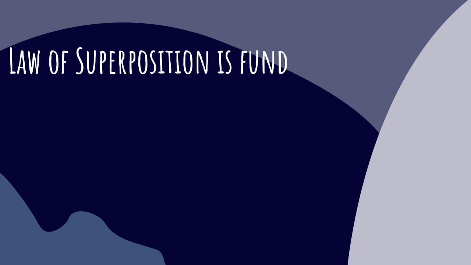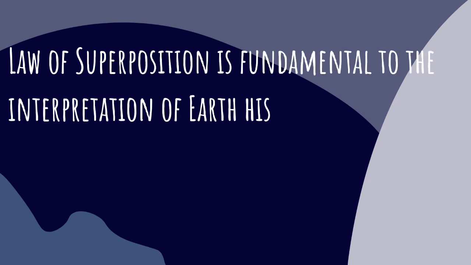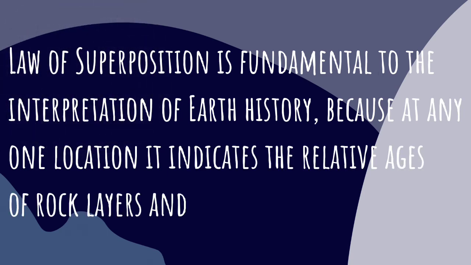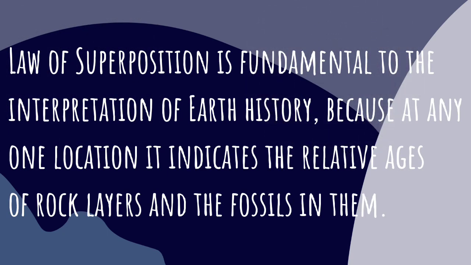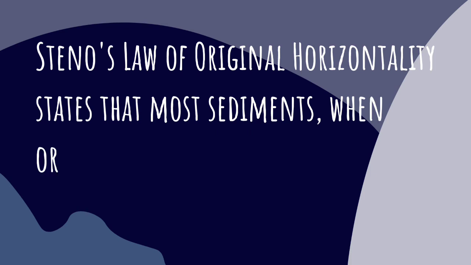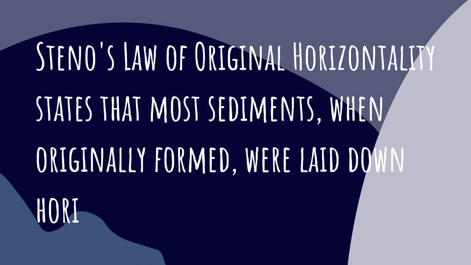The law of superposition is fundamental to the interpretation of Earth's history, because at any one location it indicates the relative ages of rock layers and fossils in them. Steno's law of original horizontality states that most sediments, when originally formed, were laid down horizontally.